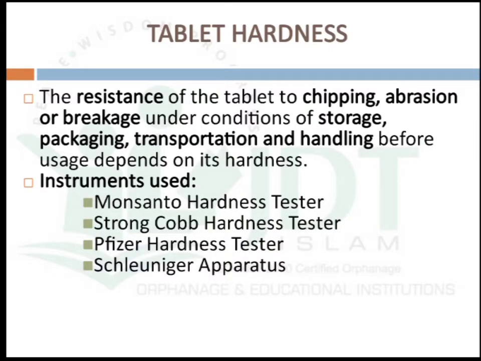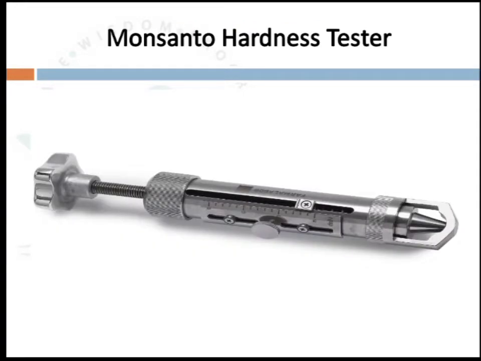Now coming to the second test, tablet hardness. This is performed to check whether the tablet has sufficient hardness or not, because the resistance of a tablet to chipping, abrasion or breakage under the conditions of storage, packaging, transportation and handling before usage mainly depends on its hardness. Hardness can be measured using different apparatus like the Monsanto hardness tester, Stokes hardness tester, Pfizer hardness tester or Schleuniger apparatus. This is the figure of the Monsanto hardness tester.